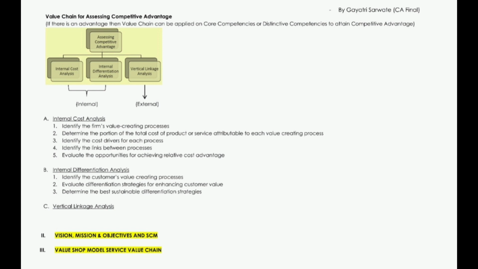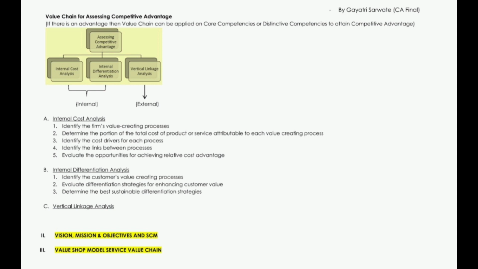The second step of this internal cost analysis is determining the portion of total cost of the product attributable to the value creating process. हर एक value creating process में जितना cost हो रहा है वो total के proportion में कितना है. If we have to say it in proper language, the next step basically is to trace or assign costs and assets to each value creating process, which is identified in step number 1. The third step is identify the cost drivers for each process.